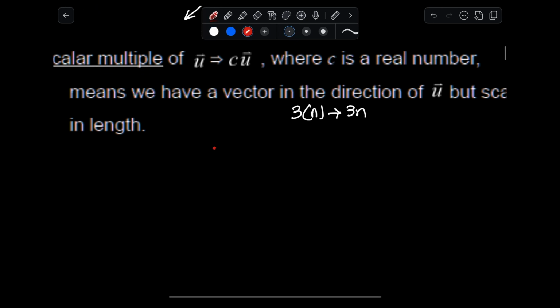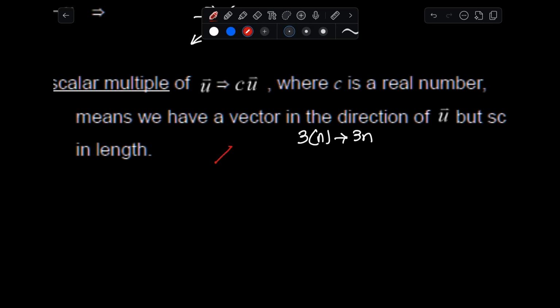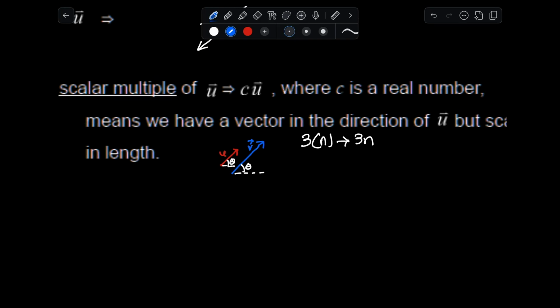So to illustrate that right here, we have this vector. Actually, let me make that smaller real quick. We have this vector, and then we have this vector. They have the same angle theta, but this is u and this is v, right? But v, in fact, is equal to twice as much as u.